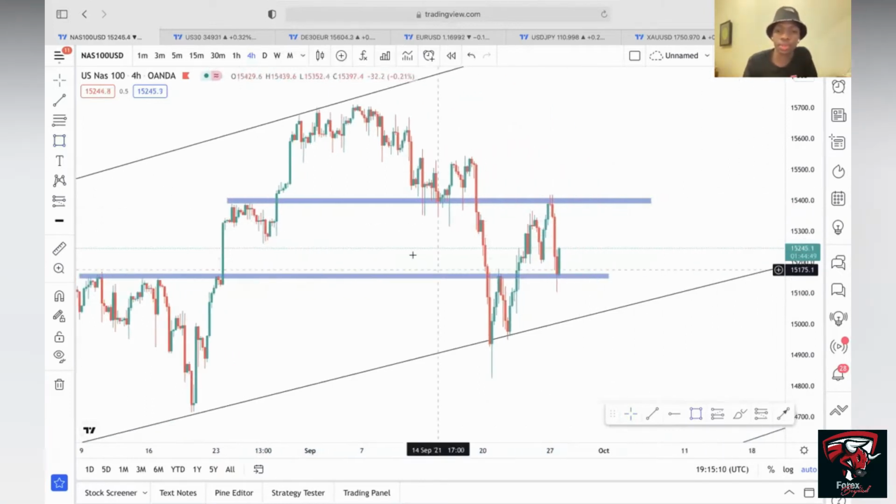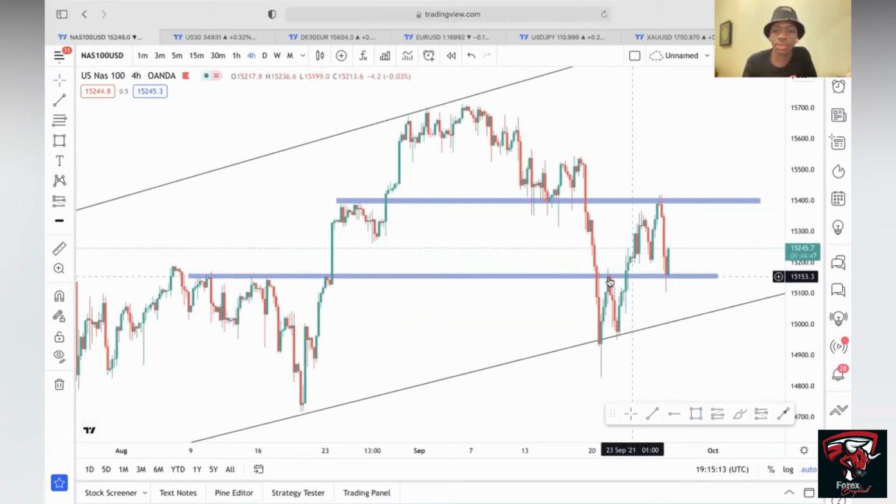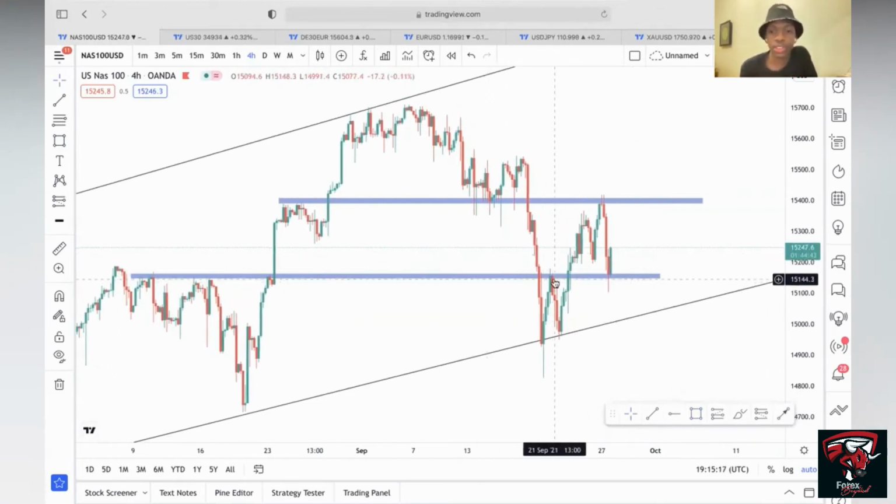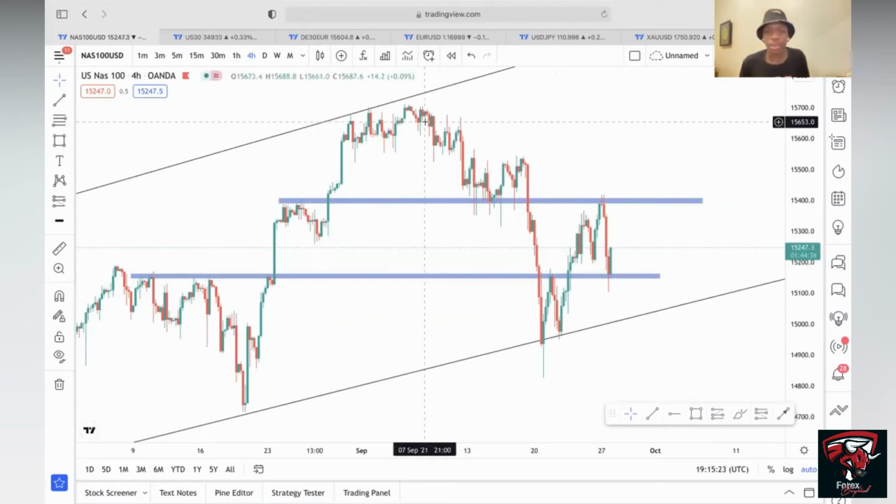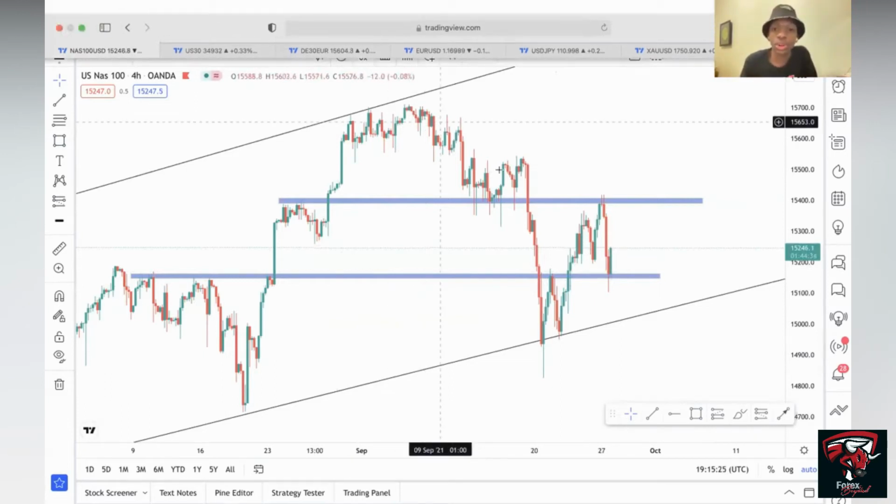So that's why Nasdaq is pretty much moving up right now. It is because of this recent high, right? So basically, resistance broke out, so resistance turned into support. You can pretty much see that, right? And we're still on H4, guys.